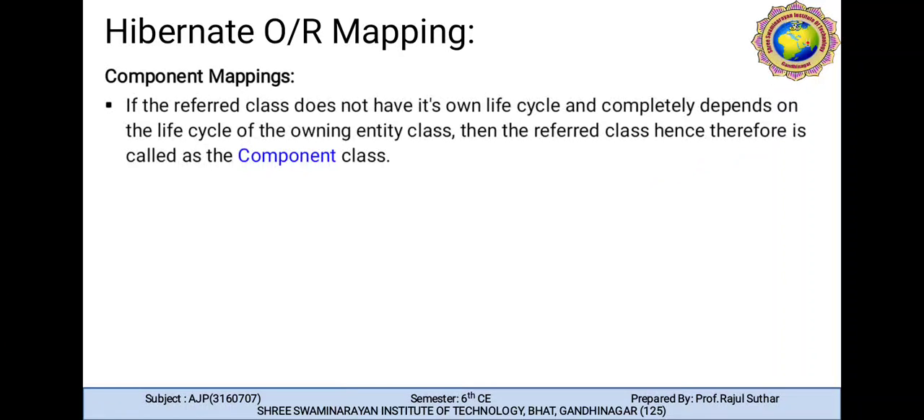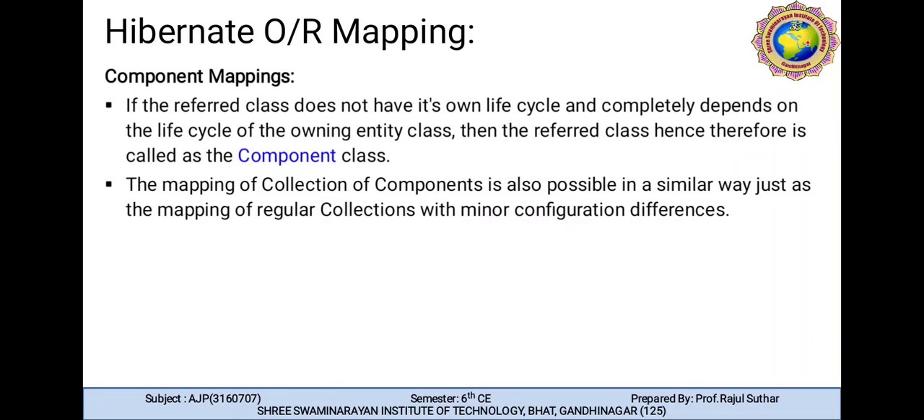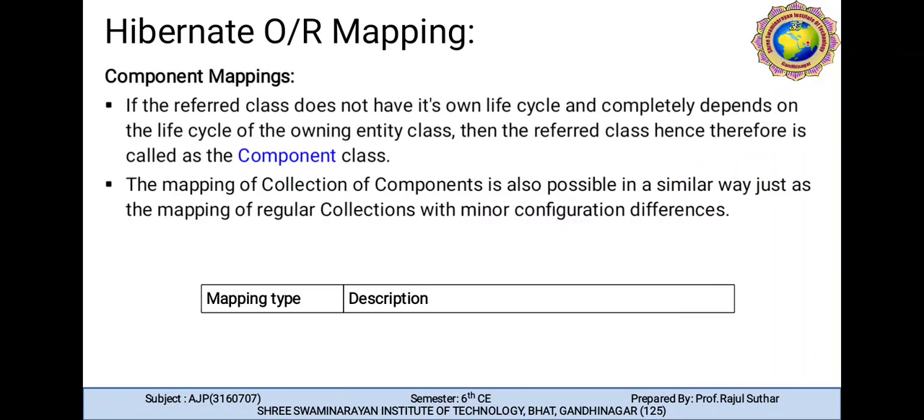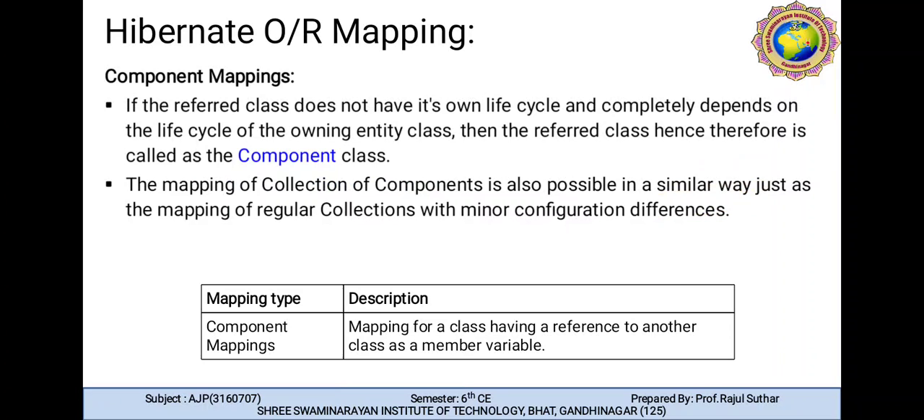Component mapping: if the referred class does not have its own life cycle and completely depends on the life cycle of the owning entity class, then the referred class is called a component class. The mapping of a collection of components is also possible in a similar way, just like the mapping of a regular collection with minor configuration differences. Component mapping means mapping of a class having a reference to another class as a member variable.